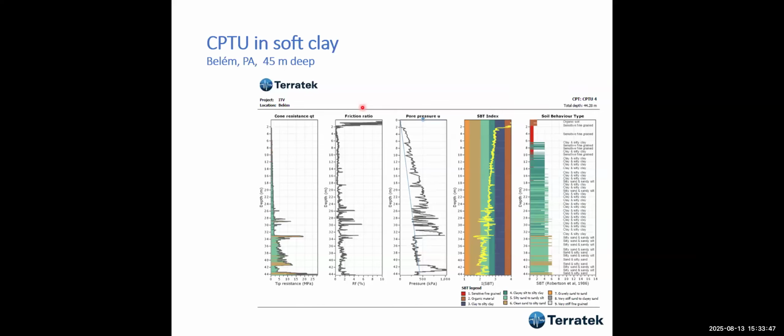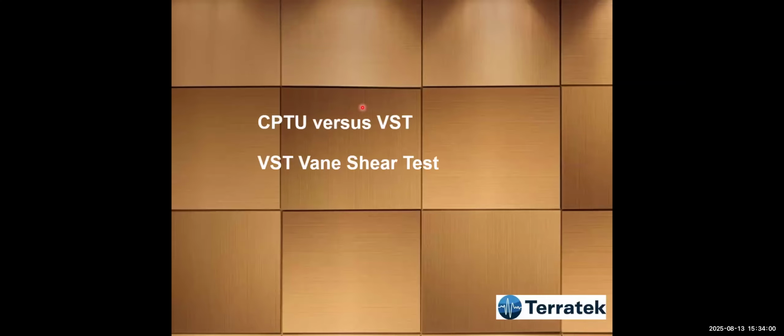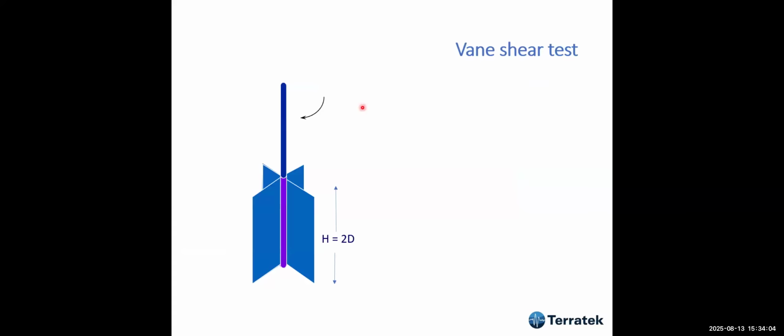This is one of the deepest CPTs, as I've shown you before, that I've carried out, down to 45 meters. And now I'm going to address very briefly the vane test and the problem we have in America.